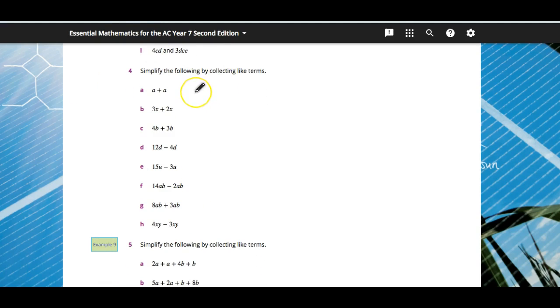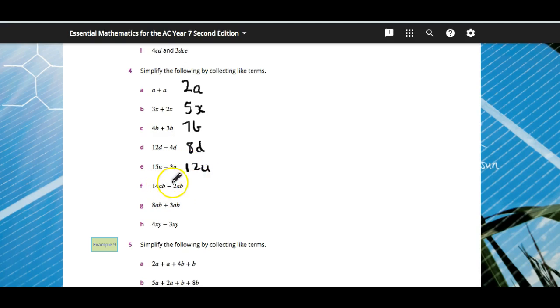Simplify the following by collecting like terms. So here we have 1 apple, another apple. Together we have 2 apples. 3 x-rays plus 2 x-rays gives you 5 x-rays. 4 bananas plus 3 bananas gives you 7 bananas. 12 dragon fruits minus 4 dragon fruits gives you 8 dragon fruits. 15 umbrellas minus 3 umbrellas gives you 12 umbrellas.